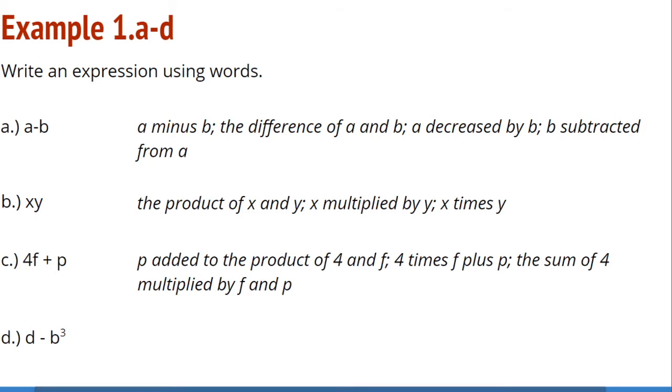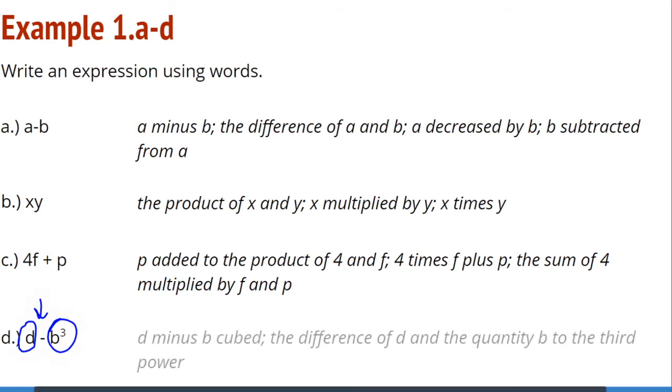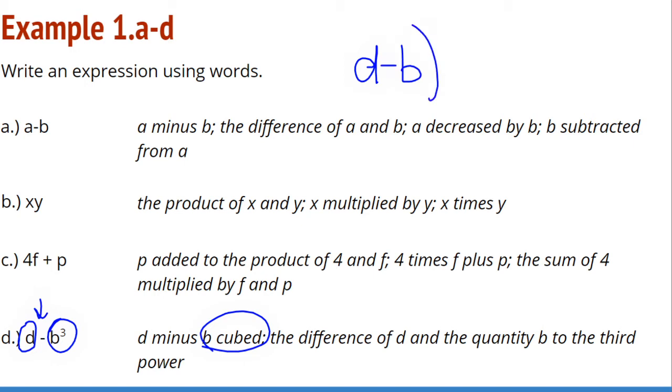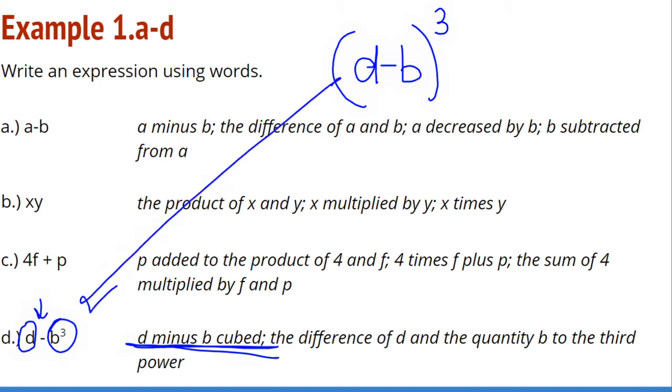All right, taking a look at D here. So I've once again got a difference, and I've got a D and a B raised to the third power. So I could say D minus B cubed. Now when I read that one, this is where I start to get in a little bit of trouble here. I hear D minus B cubed, which is not the same thing as what's in my expression. So even though I read this left to right, I could be not meaning the same thing.